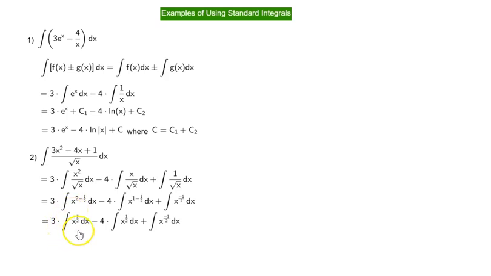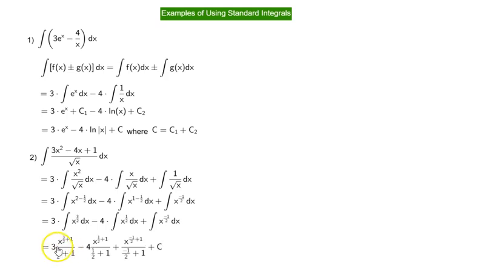So 3 times the integral of x to the power of 3 by 2 dx minus 4 times the integral of x to the power of half dx plus the integral of x to the power of minus 1 by 2 dx. Now, which integral should we use? Which standard integral? Remember, the integral of x to the power of n dx. So we apply that.